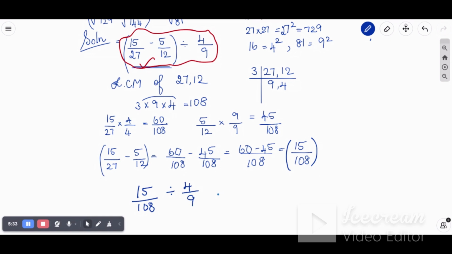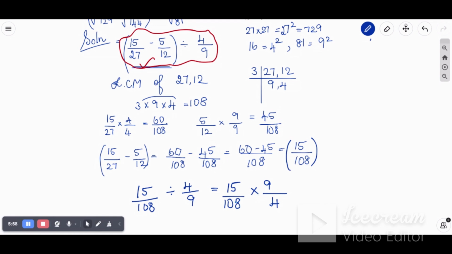So if you divide by 4 by 9, how will you do that? Division. Please make sure that this is the division. So division means what you have to do? You have to just take the reciprocal. Hope you remember this. In fraction division, you have to directly go with the reciprocal. Just go with the opposite, 9 by 4. Okay, so 15 by 108 into 9 by 4.